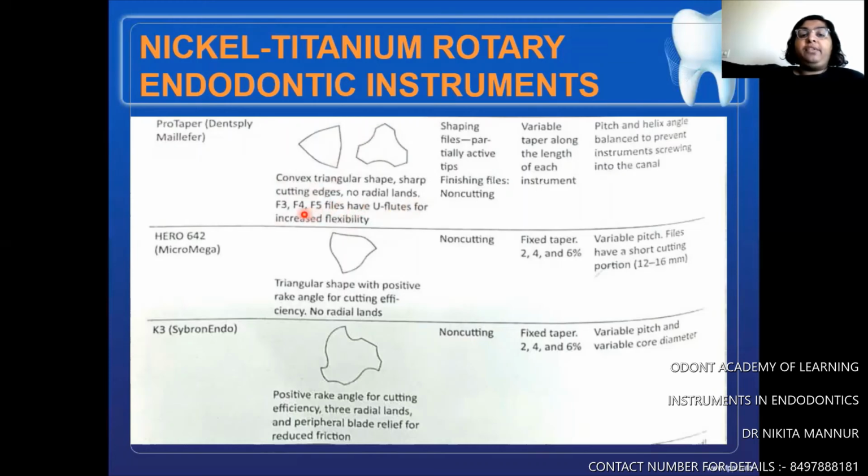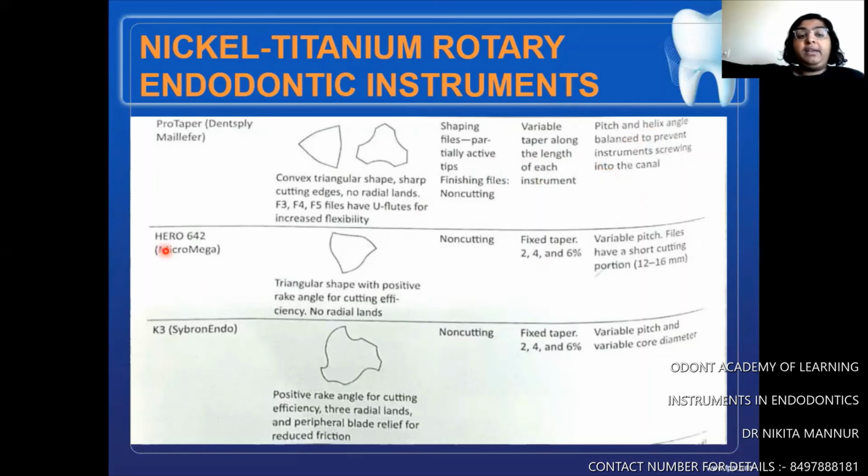F3, F4, F5 files have U flutes for increased flexibility. So we have the shaping files which have partially active tips, and finishing files have a non-cutting tip. So variable taper along the length for each instrument is present. Pitch and helix angle are balanced to prevent instruments screwing into the canal.